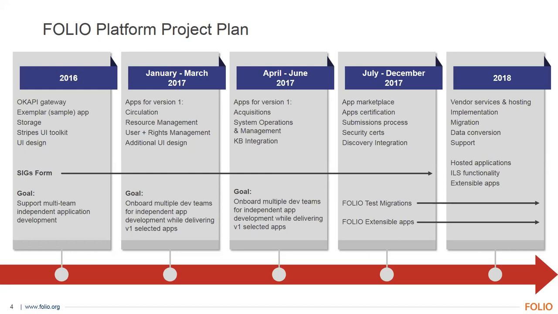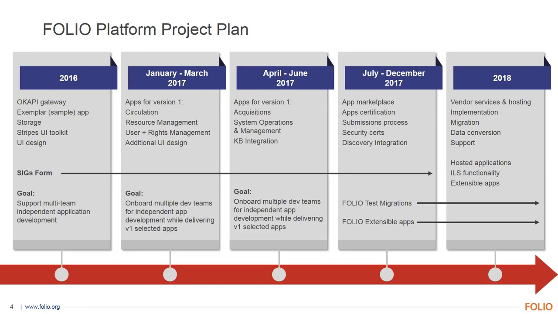The other key piece we wanted to release in 2016 was this idea of an exemplar app, an application that shows developers how you make use of the UI toolkit, how you make use of the gateway, and where your business logic lies. And the goal here was to get us into a position so we can start to support multi-team independent application development, meaning we fully expect and want external organizations to contribute to this effort. And to do that, we needed a certain amount of groundwork in place to support that. And that's what we focused on.